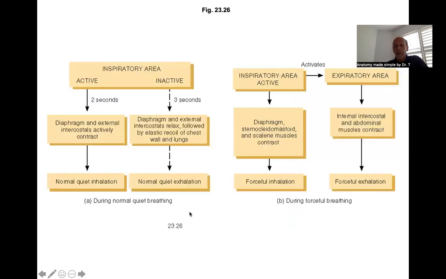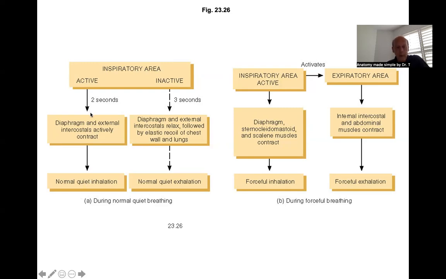On the next slide, these two, medullary rhythmicity area and pneumotaxic and apneustic area, are going to be a little bit easier to understand. So during normal quiet respiration, we know that this is the inspiratory area within the medulla oblongata. When active, and activation lasts for about 2 seconds, the diaphragm, including other accessory muscles of inspiration, are contracting. Air moves in.